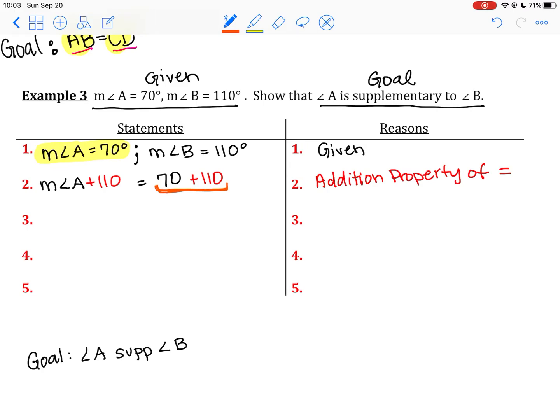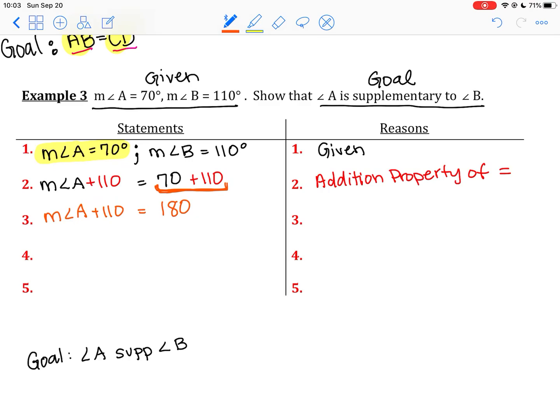So here I'm just going to add those two numbers together. I had to show that I was adding 110 to both sides. And then I'm going to use substitution. So the measure of angle A plus 110 is going to equal 180 degrees. What I did was I just added these together. This is not the addition property of equality because it did not happen on both sides.